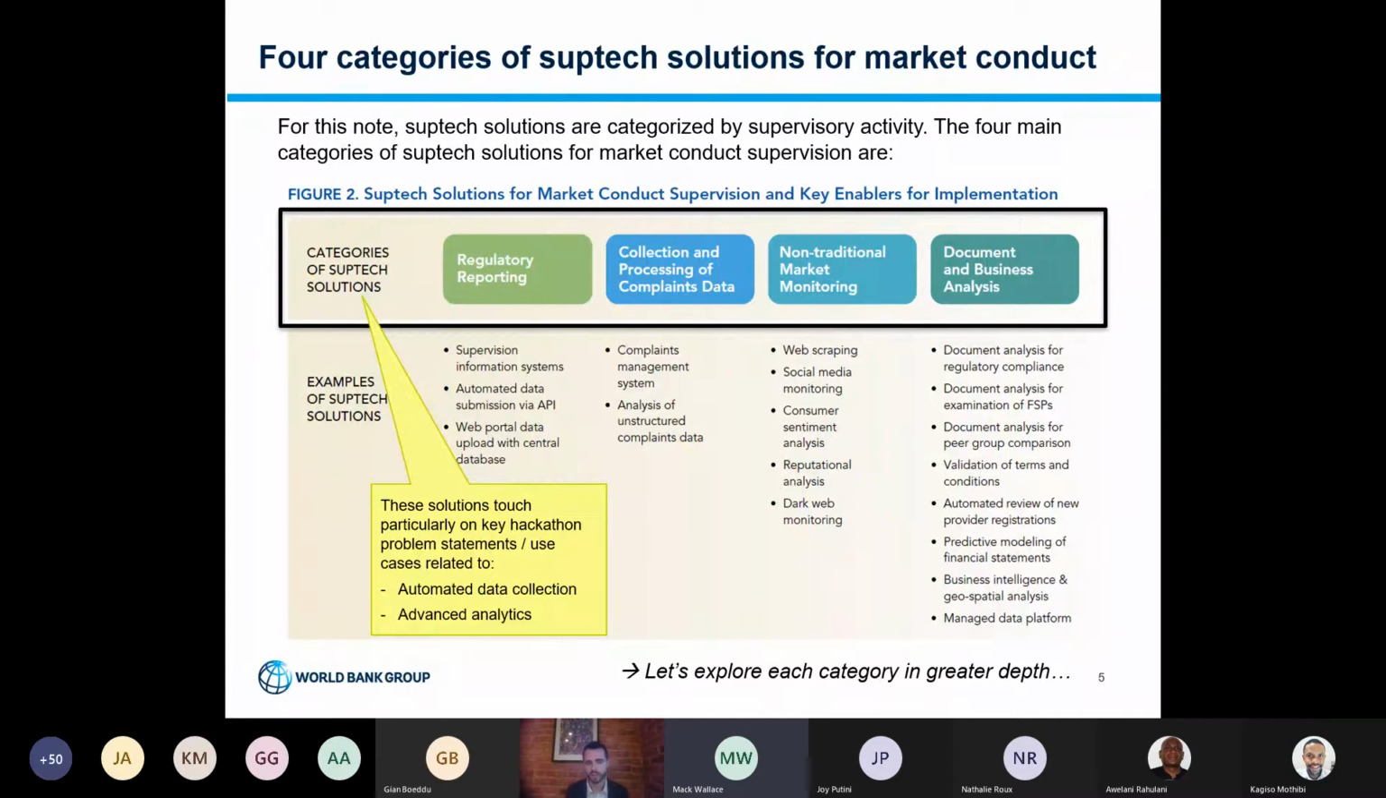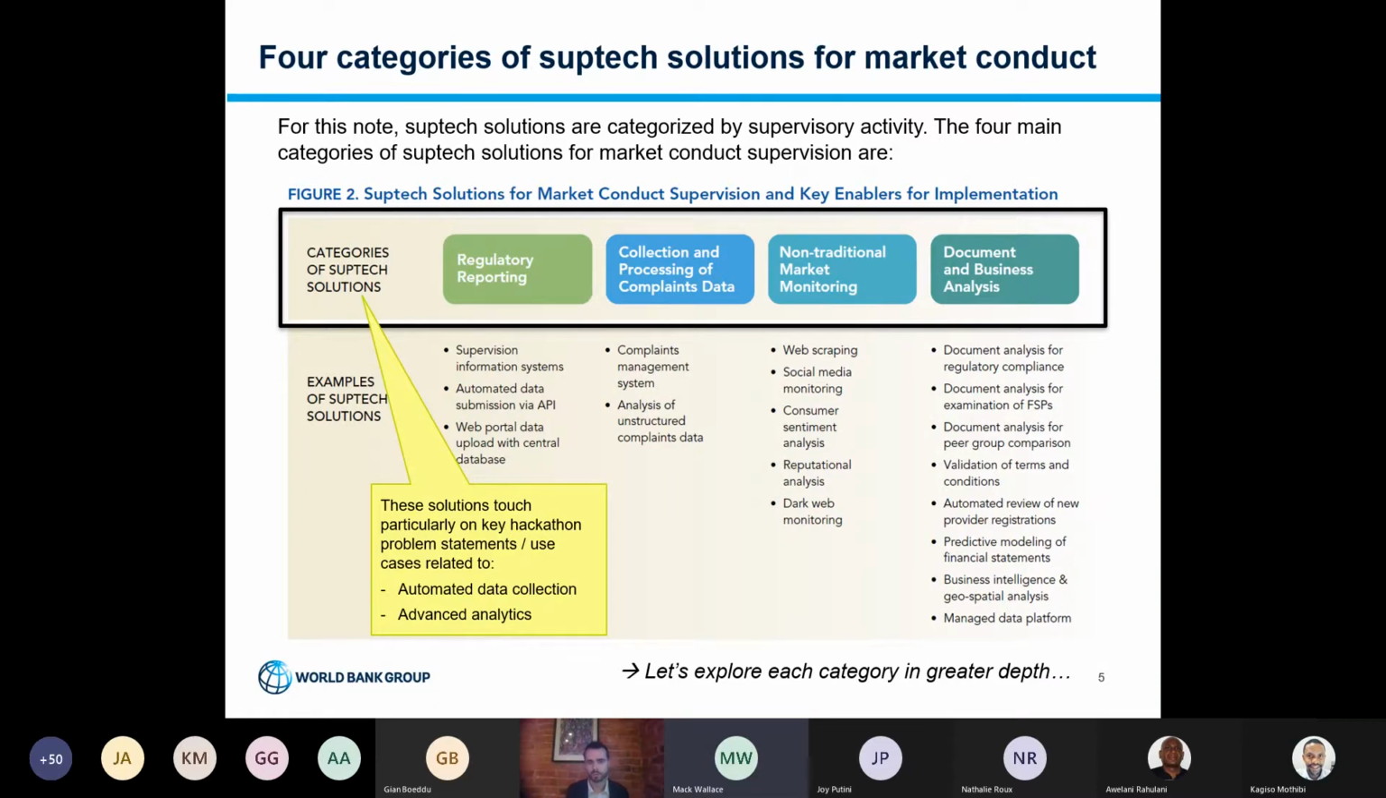The second category relating to complaints. Complaints data is one of the most valued data sources for market conduct supervisors, and Suptech solutions in complaints handling alleviate the operational burden through greater automation. Such solutions can also introduce new front-end digital experiences to engage with new consumers.